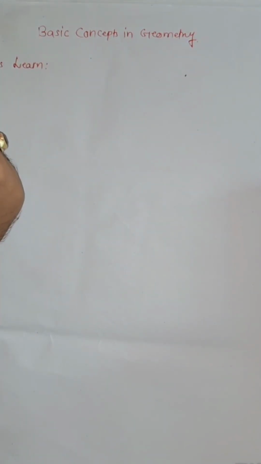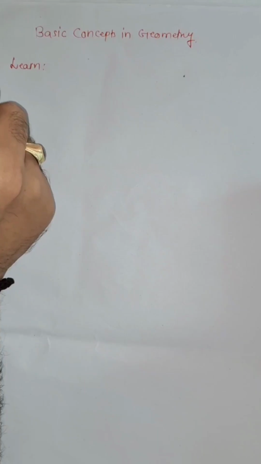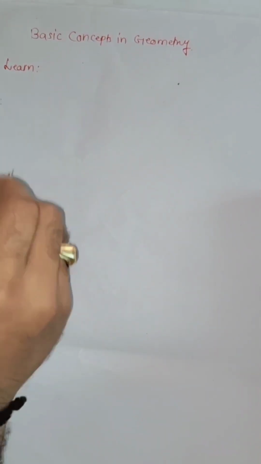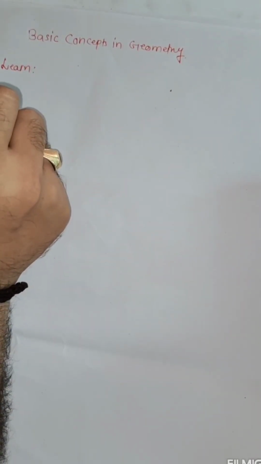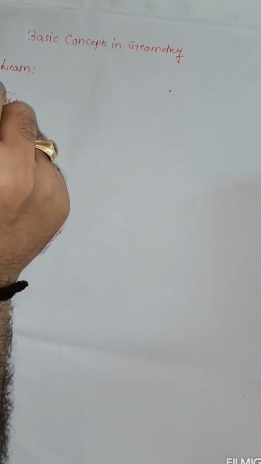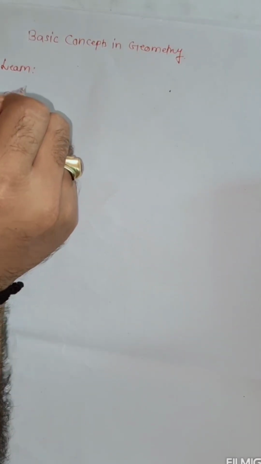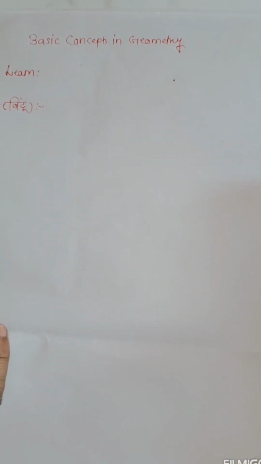First point is points. In Marathi, points is called bindu. The meaning of points in Marathi is bindu. Clear?